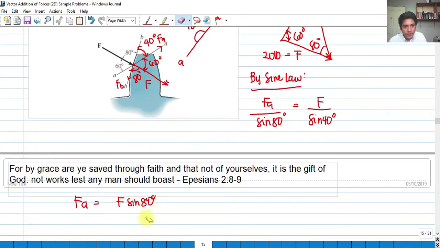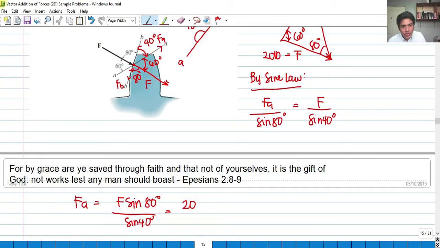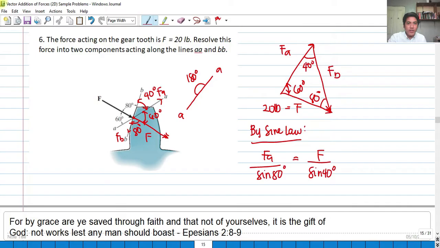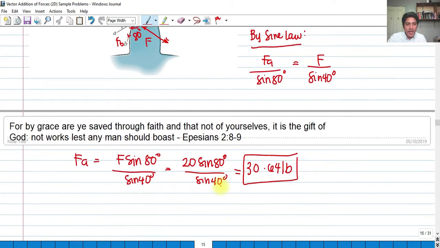So you can get FA by F sine 80 degrees over sine 40 degrees. And F is equivalent to 20 sine 80 degrees over sine 40 degrees. So 20 sine 80 over sine 40, that is 30.64 pounds. That is our answer for resolving that force along the line A.